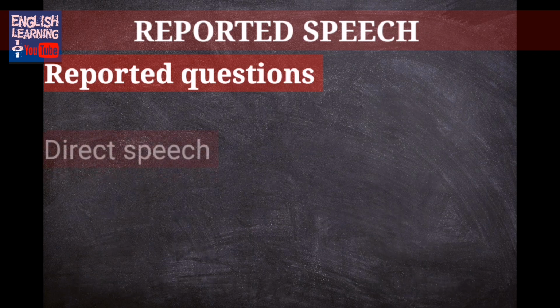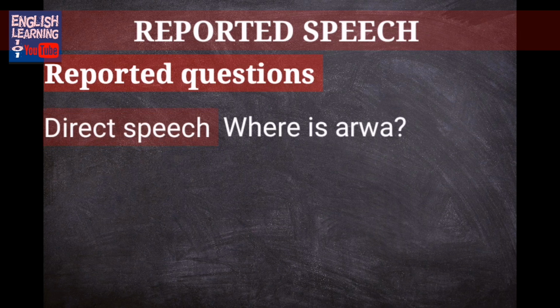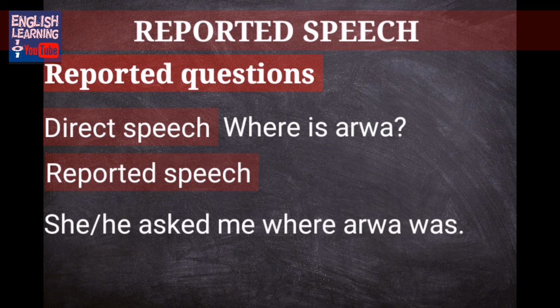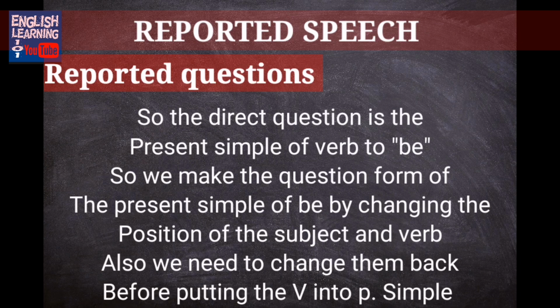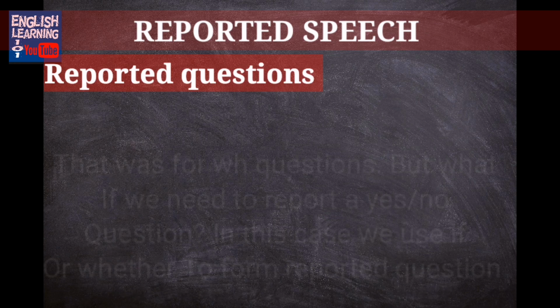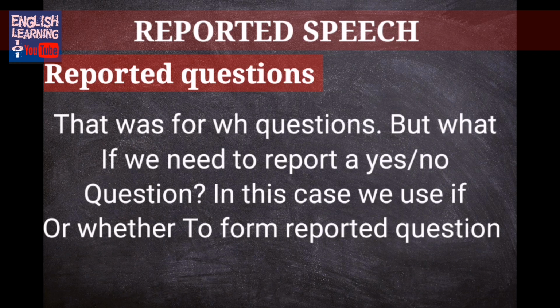Look at this example. In direct speech: where is Arwa? The reported speech: she or he asked me where Arwa was. So the direct question is in the present simple of the verb to be. So we make the question form of the present simple of be by changing the position of the subject and verb. Also, we need to change them back before putting the verb into past simple. And that was for the WH questions.